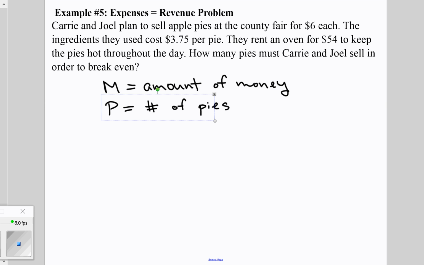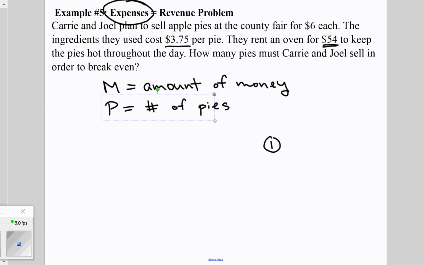And then we can read through the problem. It says that when you're making pies, the ingredients that are used cost $3.75 per pie. And also, to make pies, you need to rent an oven that is $54. So to the expenses, we're going to do this equation first. The expenses will be our equation 1.